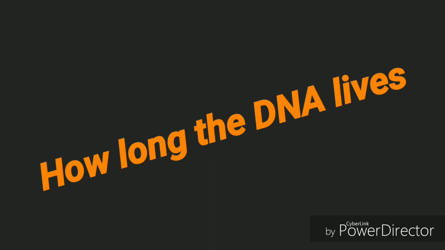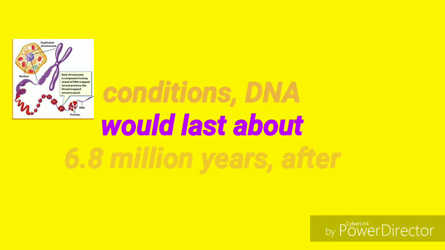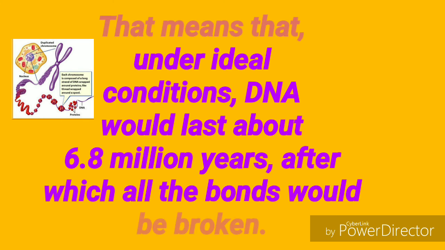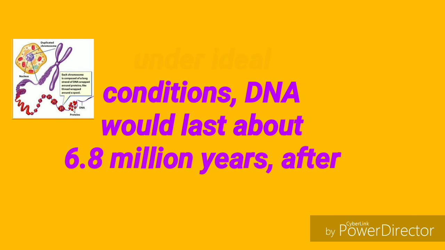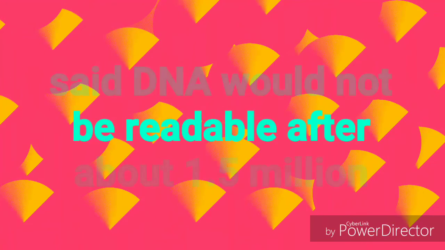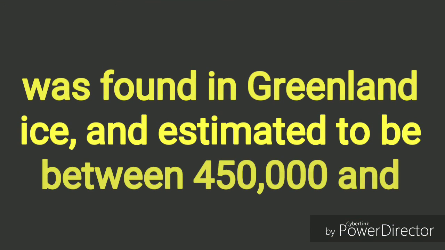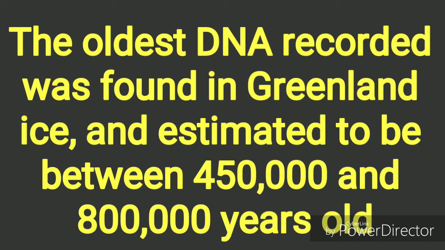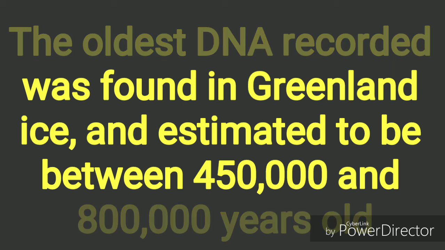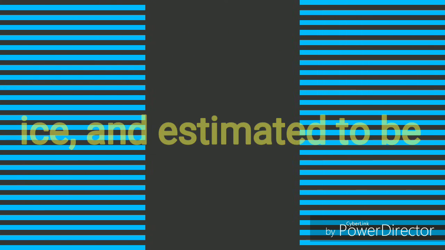How long does DNA live? Under ideal conditions, DNA would last about 6.8 million years, after which all the bonds would be broken. But the researchers said that DNA would not be readable after about 1.5 million years. The oldest DNA record was found in Greenland ice and estimated to be between 450,000 and 800,000 years old.